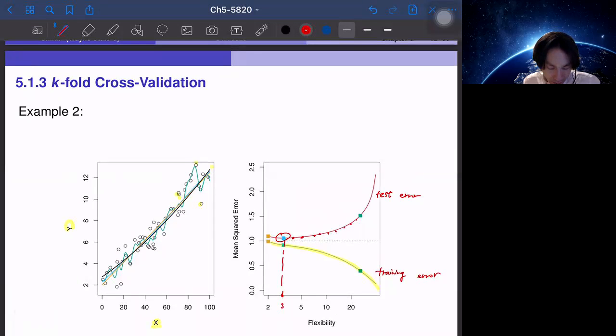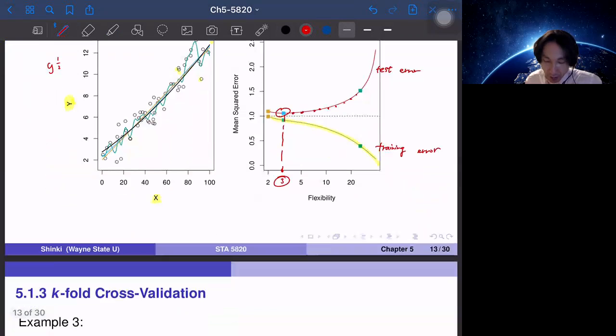I mean, in common sense, probably a transformation of y makes more sense. Maybe I would say the square root of y, or something, might make it better. But in terms of this polynomial regression, the optimal flexibility or number of parameters is 3.